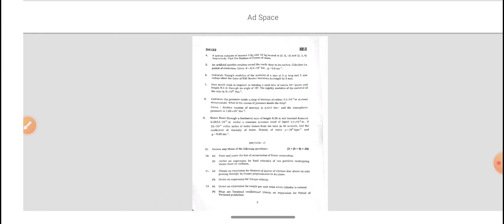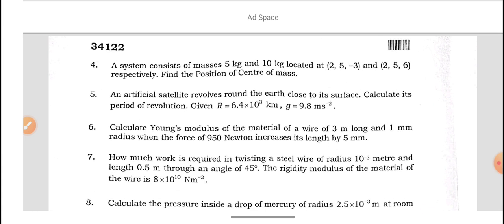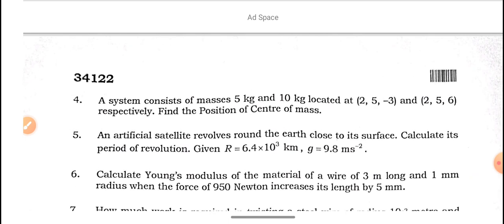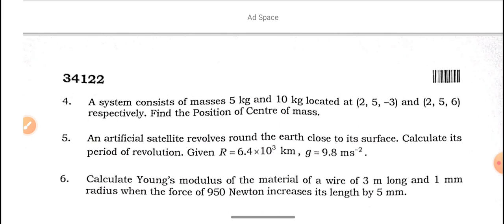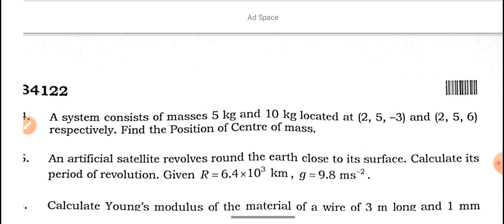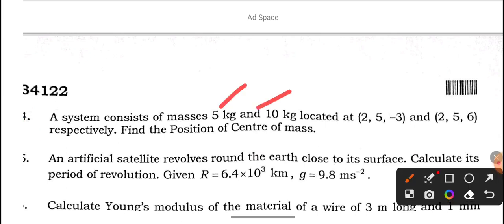So see the question number 4. A system consists of masses 5 kg and 10 kg. There are two masses, 5 kg and 10 kg. They are located at (2, 5, -3) and (2, 5, 6) respectively. Find the position of the center of mass.